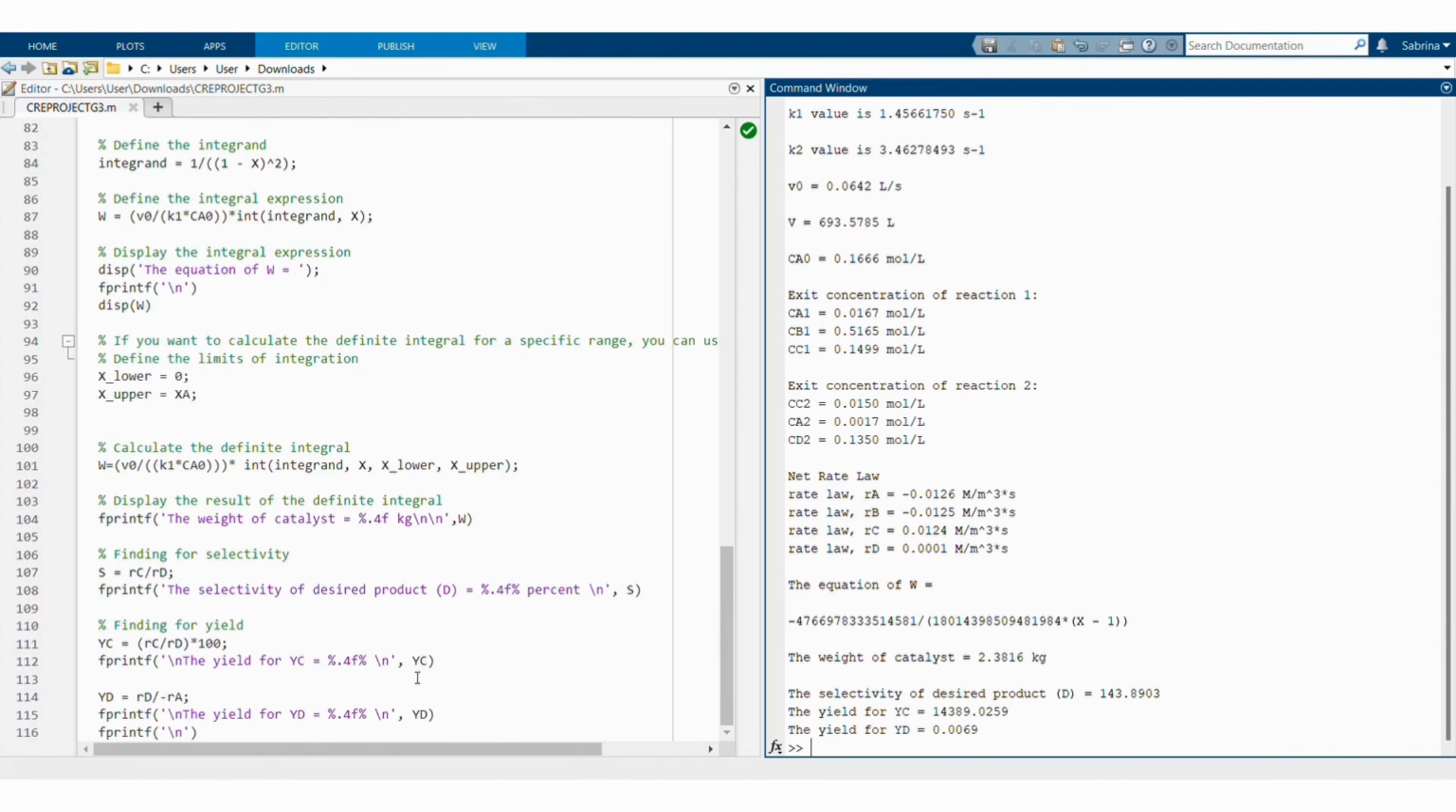For the selectivity of the desired product, which is isopropyl benzene, we got 143.8903 and the yield is 14389.0259. Meanwhile, the yield for the undesired product, diisopropyl benzene, was 0.0069. A high selectivity and yield for the desired product is generally better in a chemical process, as it indicates efficiency and cost effectiveness. Meanwhile, a low yield for the undesired product is preferred to minimize waste and maximize the utilization of resources, contributing to a more economically viable and environmentally friendly process.